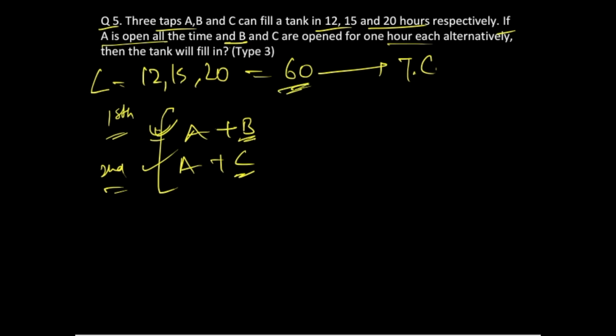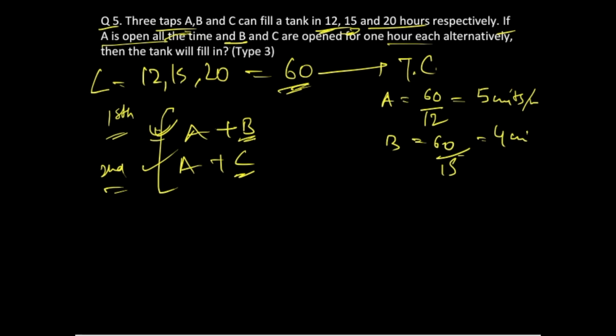Now let's calculate the individual efficiencies of these taps. So for A, you can write that A's efficiency is going to be 60 upon, it is filling it in 12 hours. So you will divide it by 12, you are going to get 5 units per hour. For B, you will write the same thing, 60 upon 15 hours. So it is going to come out as 4 units per hour. Similarly for C, you will be dividing the given 60 by 20. So it is going to come out as 3 units per hour.